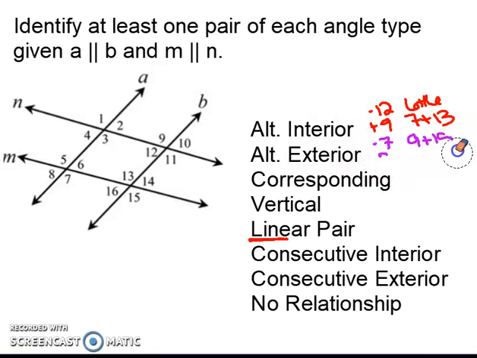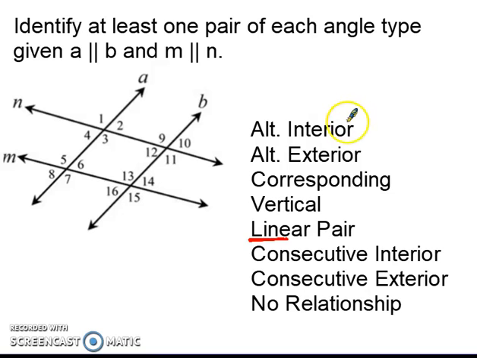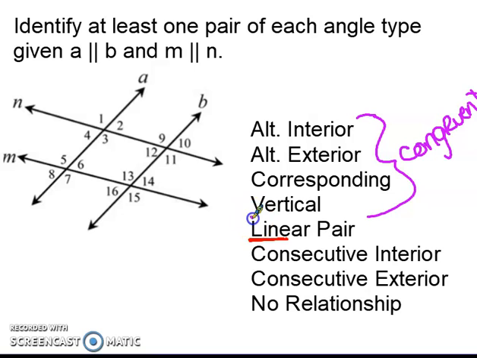Now, the important thing to also keep in mind with all of this: alternate exterior, alternate interior, corresponding and vertical, they are all congruent. They will always equal each other. Linear pair, consecutive interior and consecutive exterior will always be supplementary, or they will add up to equal 180. And that holds true as long as you have parallel lines.